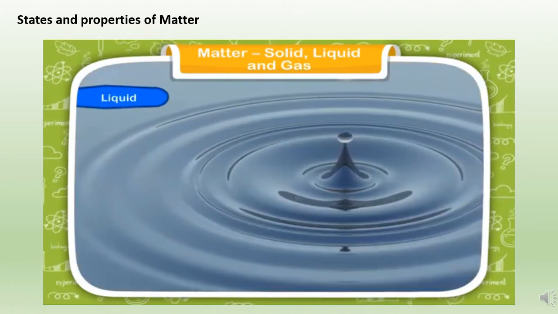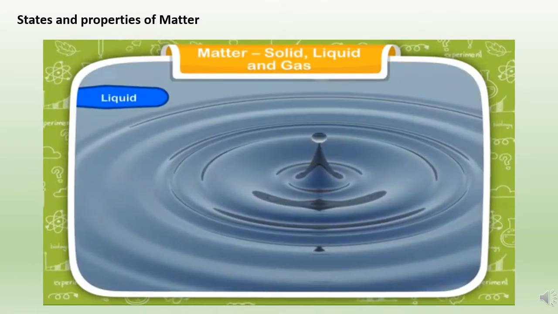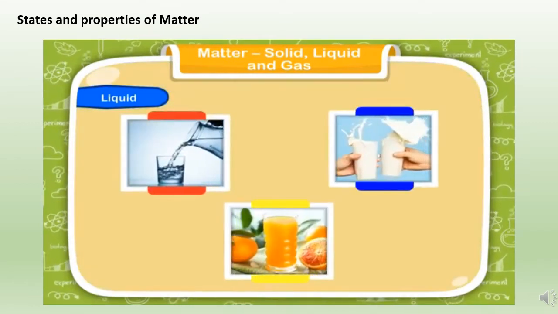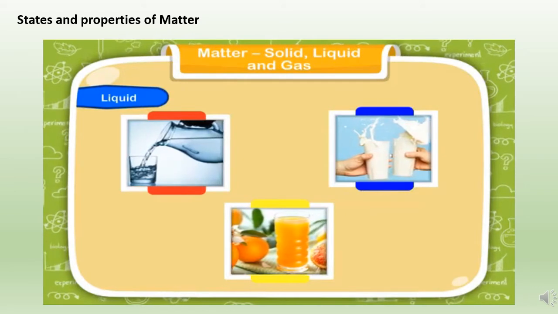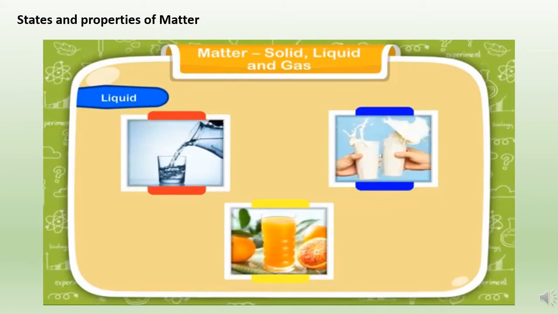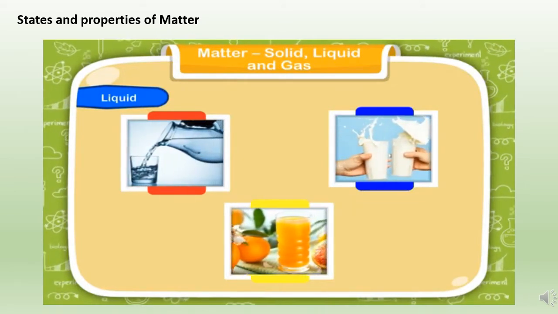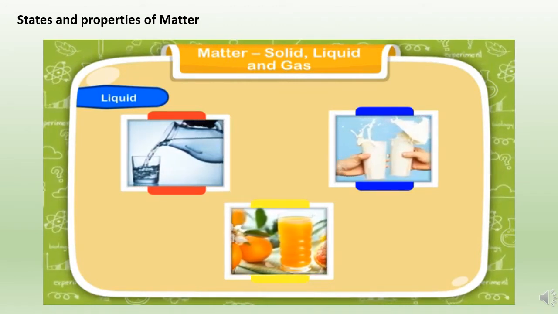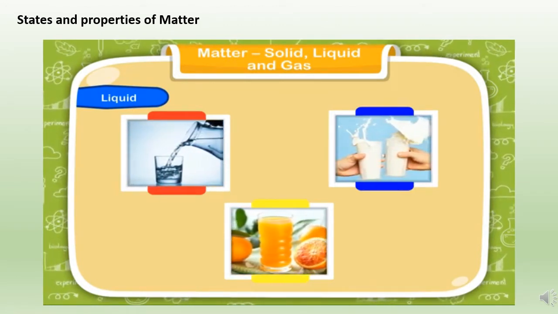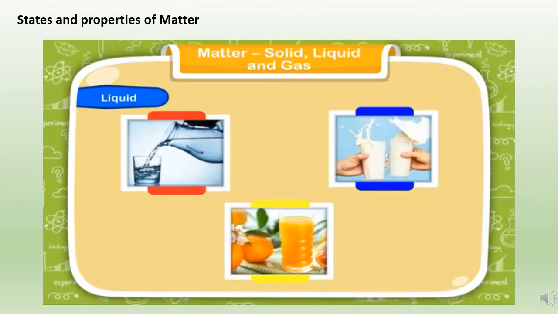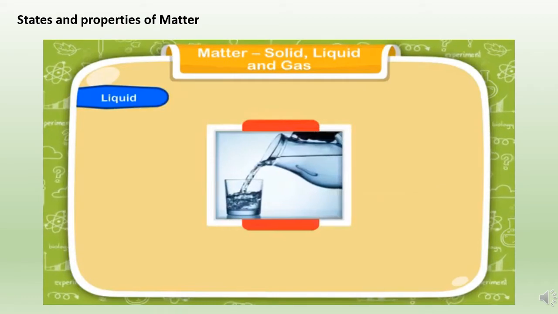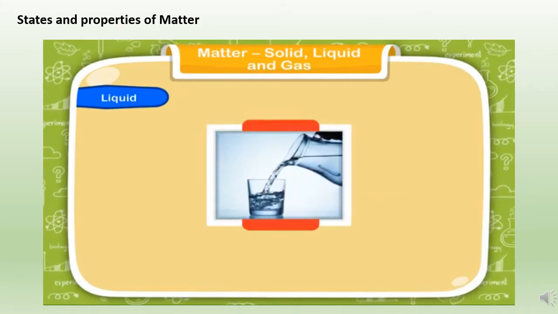Liquid. Another state of matter is liquid. You drink water, milk, and juice. All of them are liquids. You cannot hold them in your hand like solids. They do not have a fixed shape. They take the shape of the container in which they are kept. If you pour some water into a glass, it will take the shape of the glass.